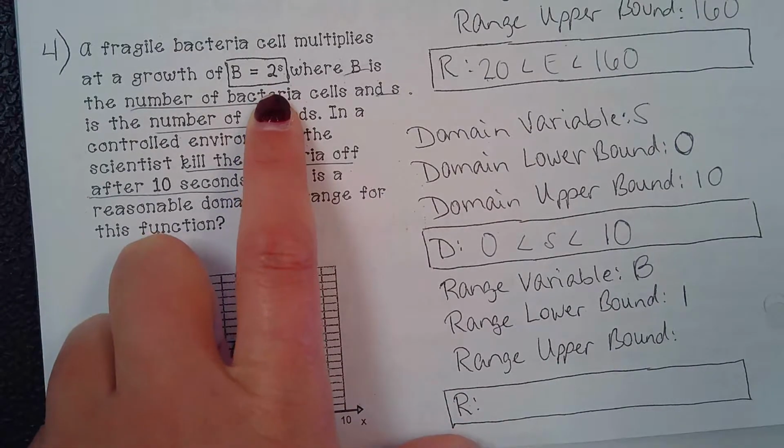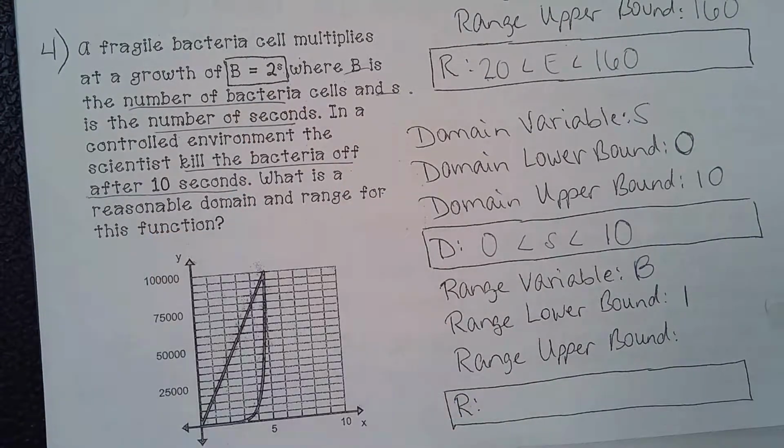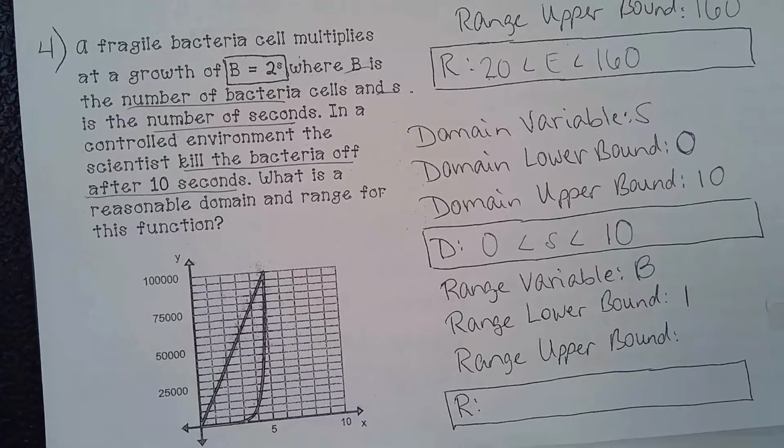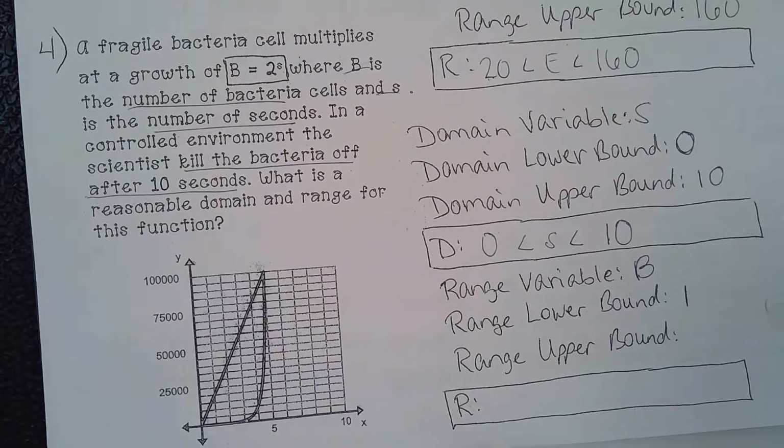And if you don't believe me, type it in your calculator. Type 2 to the 0 in your calculator. Tell me what you get. 1. Type 10 to the 0 power. What do you get? 1. Type 107 to the 0 power. What do you get? 1. Always 1, right?